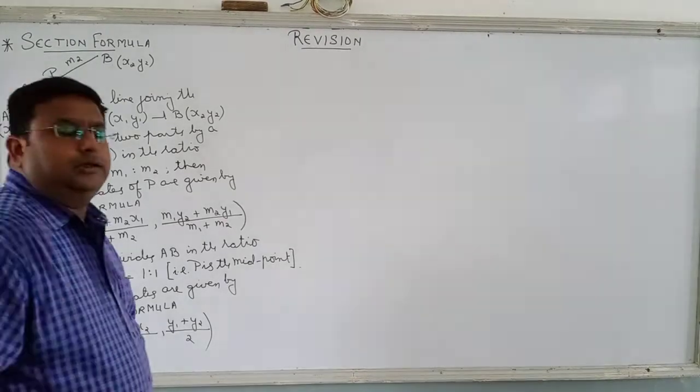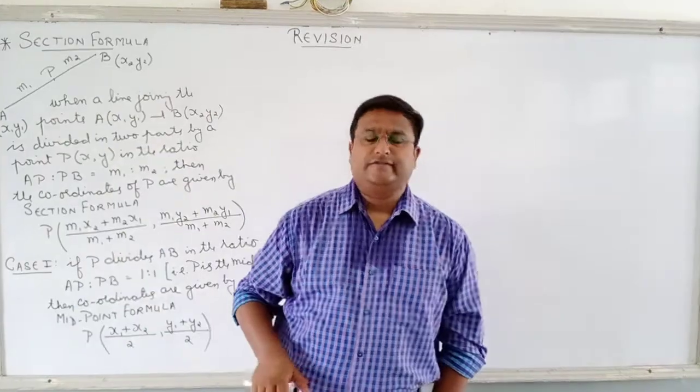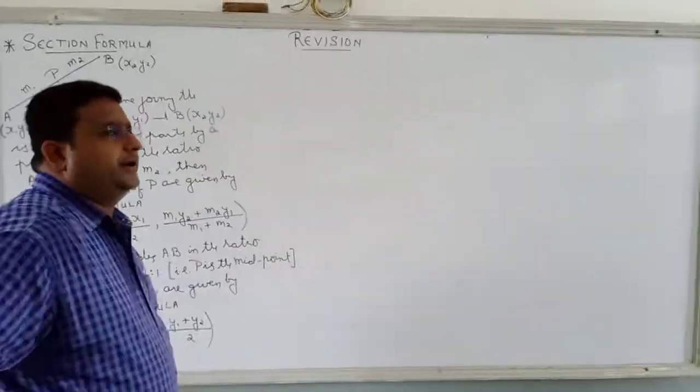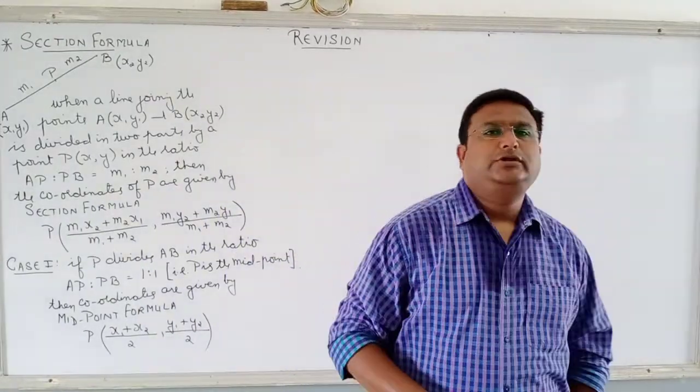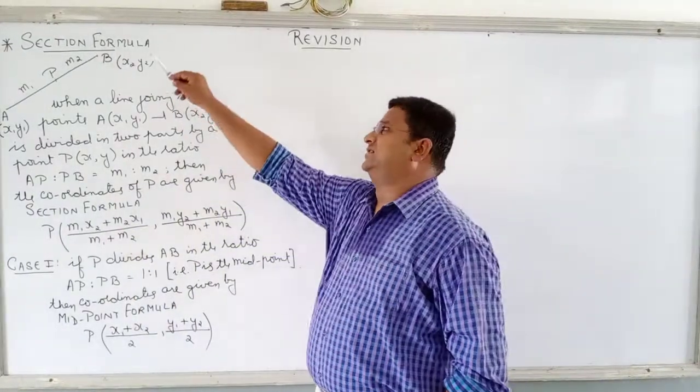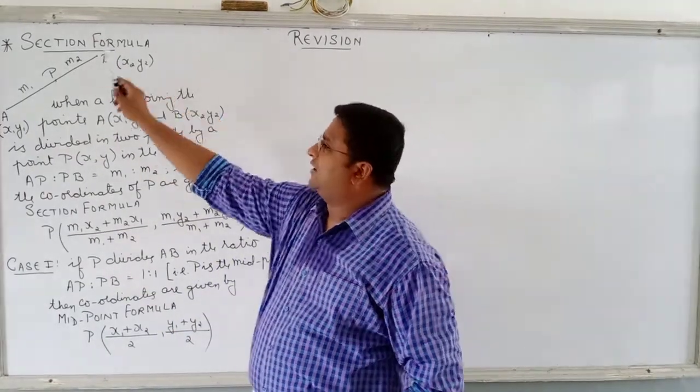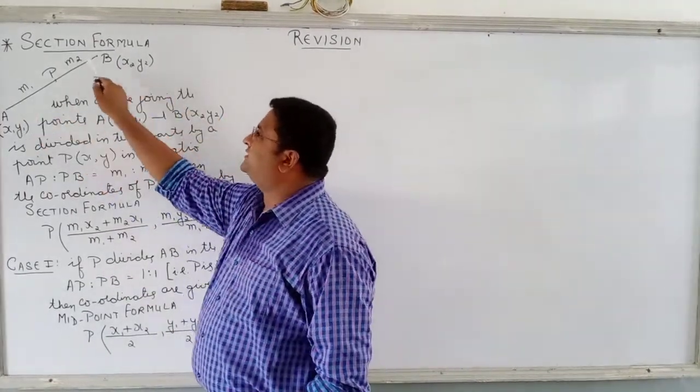Good morning, students. Today we are coming back to our revision part of your chapter number 7, coordinate geometry. In the previous lecture we discussed the distance formula. Today we will be discussing the section formula. As you can see on the board, I have made a figure. There is a line segment joining the points A and B.